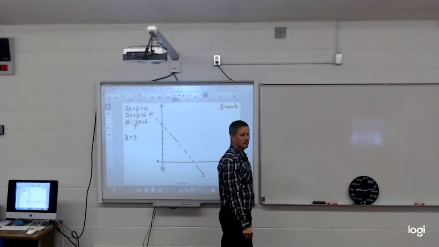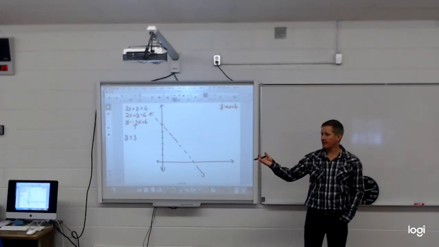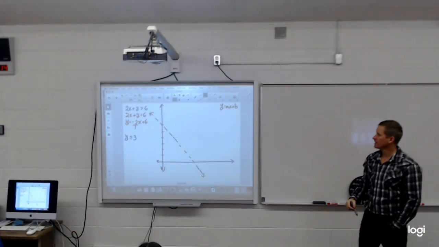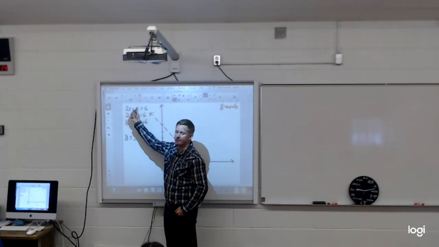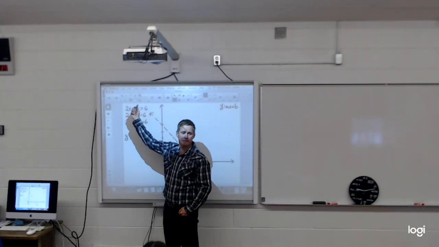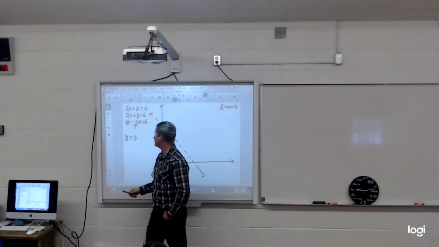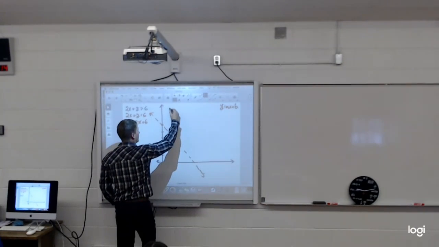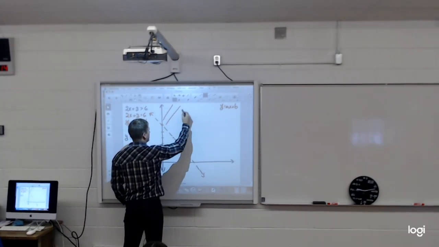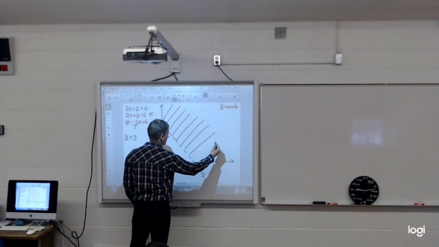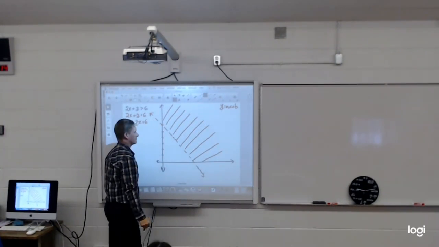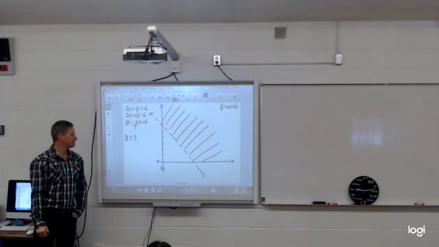Put a coordinate in. In this case, we'll put 0 and 0 in. So I put 0 in for x and 0 in for y. So 0 plus 0 is 0. Is 0 greater than 6? No. So I'm shading above this line, right? Now make sure you don't shade anywhere but the first quadrant. So it looks like that.